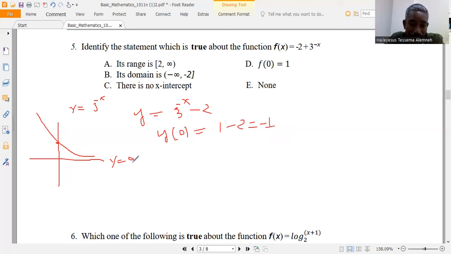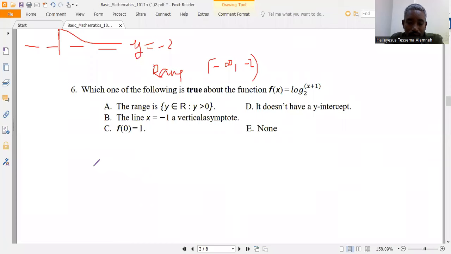So this is about the graph of an exponential function and how to find the domain, range and intercept points of the exponential function. Now we have the logarithm function here also. How can we do this one? We would do a similar procedure, just like what we did for the exponential function.